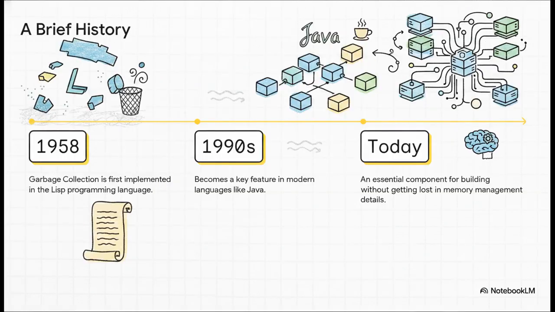That's it. And this isn't some newfangled idea. Garbage collection has actually been around since way back in 1958 in a language called Lisp. It really took off in the 90s with languages like Java and Python. And today, it's basically essential. It's the hidden plumbing that lets us build all the complex software we use every day without getting lost in the weeds of memory management.